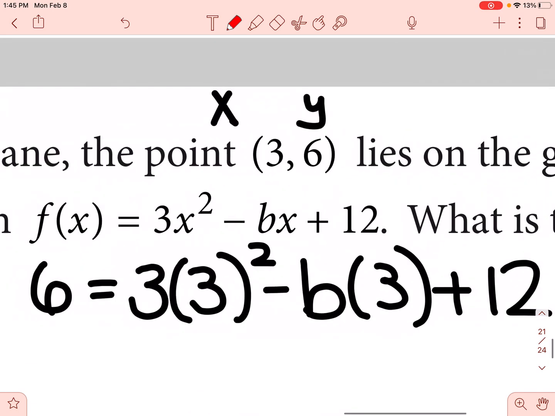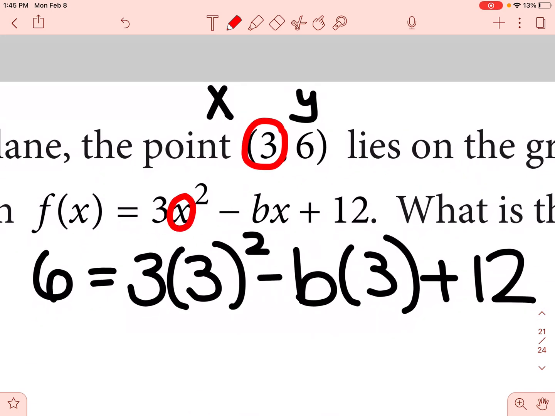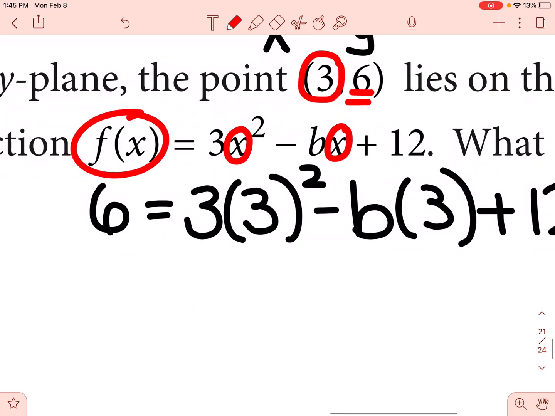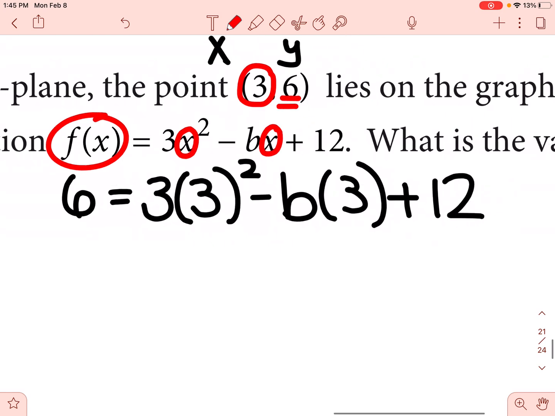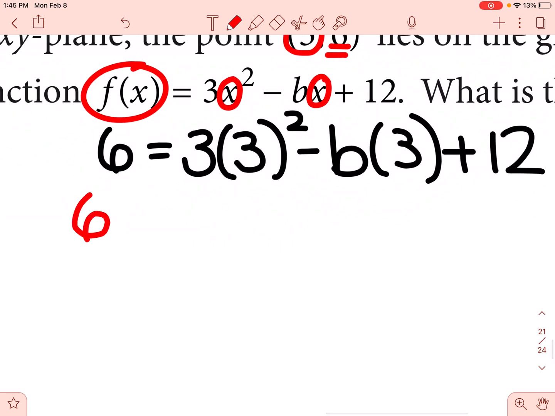So we want to plug in this point. The x value is 3. I'm plugging it in for this x and this x. The y value, or the f of x value, is 6. I plug it in there, and then I'm going to evaluate. So I get 6 equals 3 squared is 9. 9 times 3 is 27. Minus 3b.